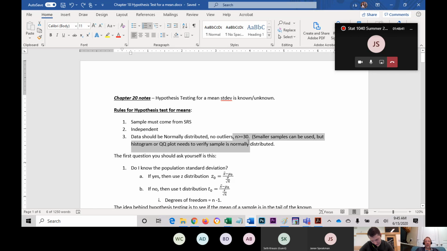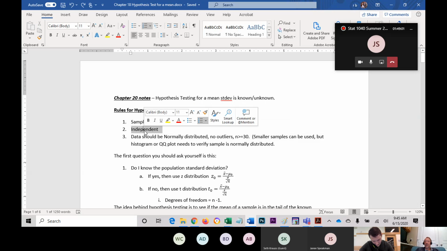Now, it should be n greater than 30, but smaller samples can be used if it's known to be normally distributed. So those are the 3 rules that we came up with at the beginning. So we might be breaking the rule because it didn't say it was random. It didn't say it was independent, but I think that's pretty safe to assume that it was independent. And we didn't check for outliers.